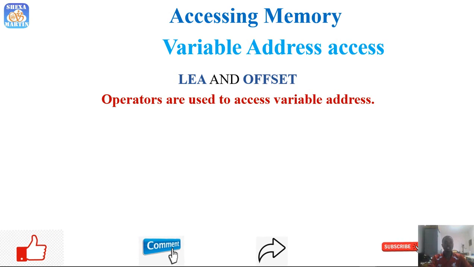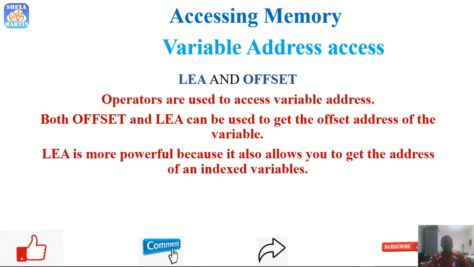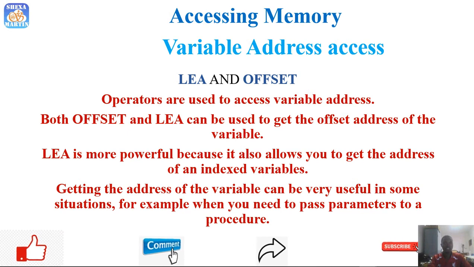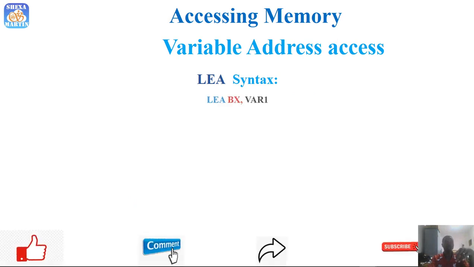These operators are used to access variable addresses. Both can be used to get the offset address of a variable. Load effective address is more powerful because it also allows you to get the address of indexed variables. Getting the address of a variable can be very useful in some situations, for example, when you need to pass parameters to a procedure. Right, let's look at the load effective address syntax.